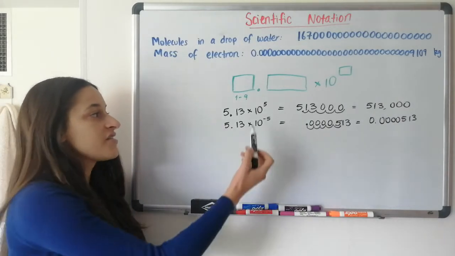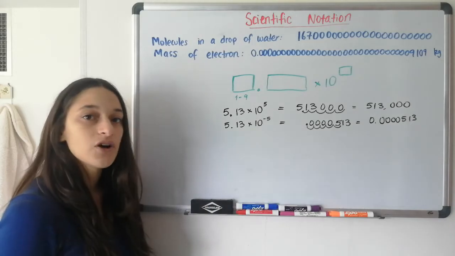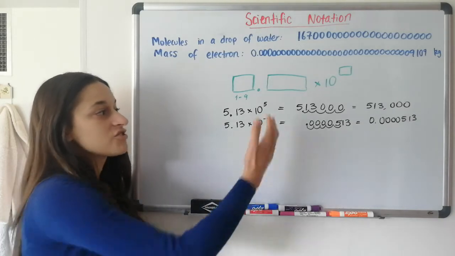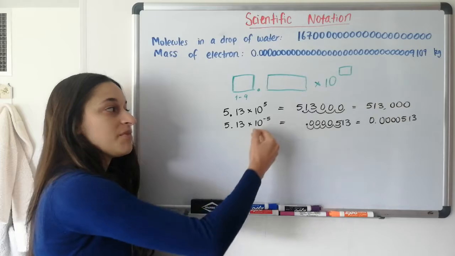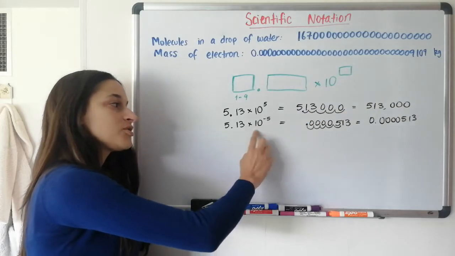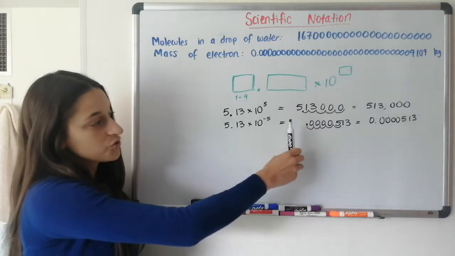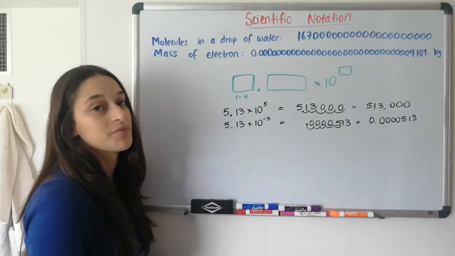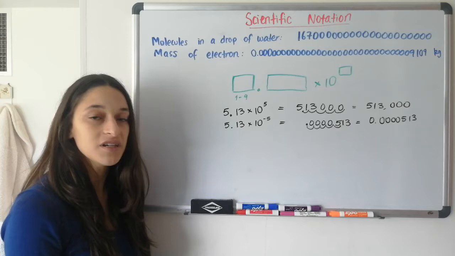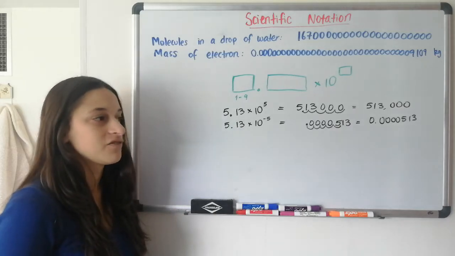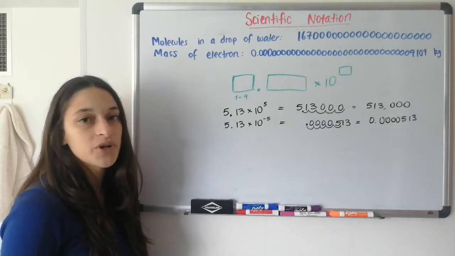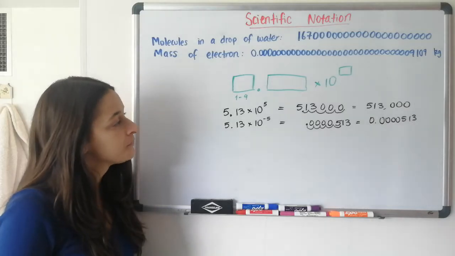So you can notice that numbers with a positive exponent are bigger than 1, and they have zeros on the right, so they make big numbers. And numbers with negative exponents are less than 1. So they're always going to start with 0 point something. If you see 0 point something, the exponent is going to be negative. If you see a number that's bigger than 1, the exponent is going to be positive.